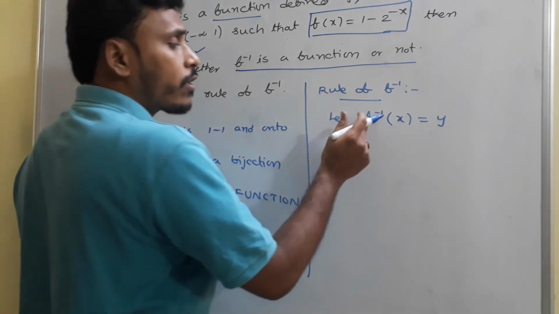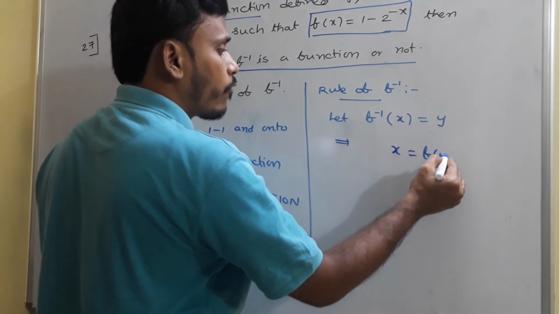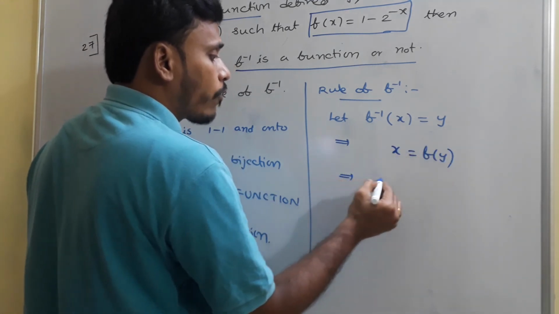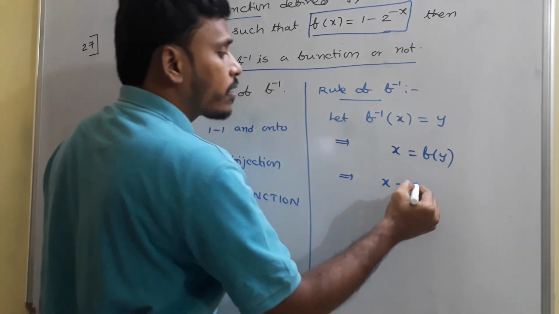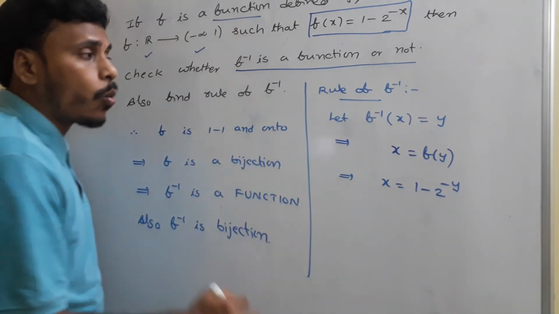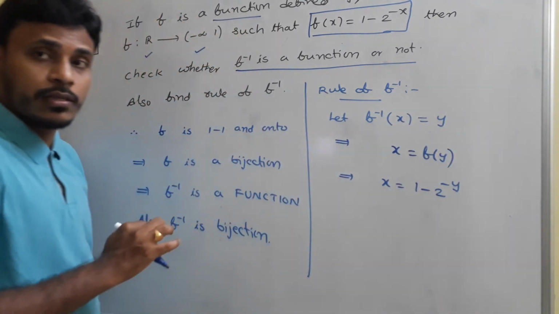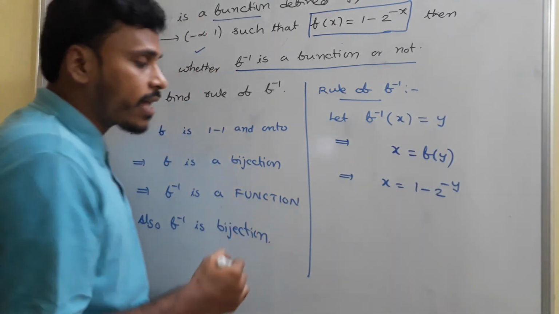Since f inverse of x is equal to y, you send the inverse to that side, and you get x is equal to f of y. Since I have f of x, f of y means replace x with y. So x is equal to 1 minus 2 power minus y. Now what I need is f inverse of x, which means I need y in terms of x. So I need to make y the subject again.